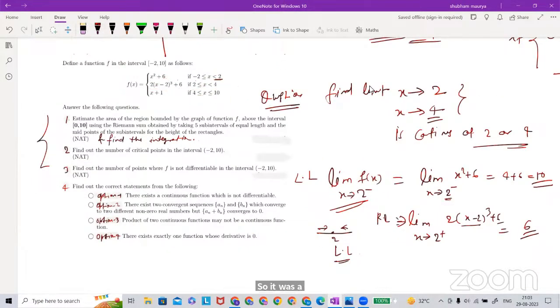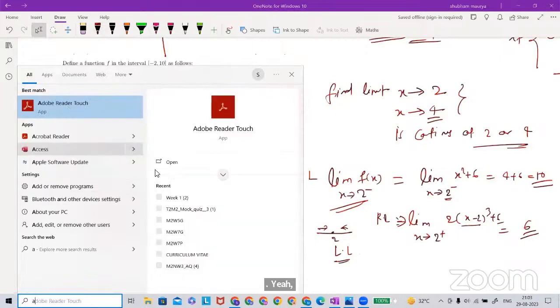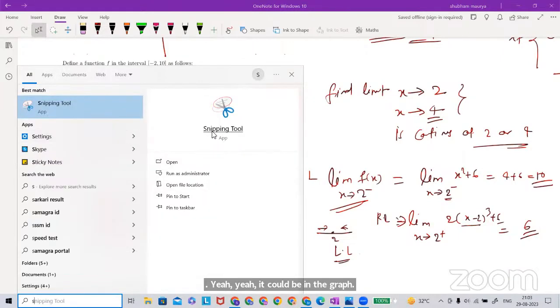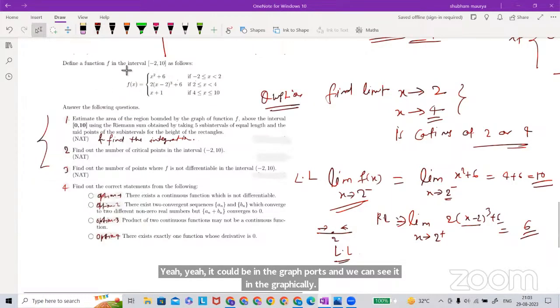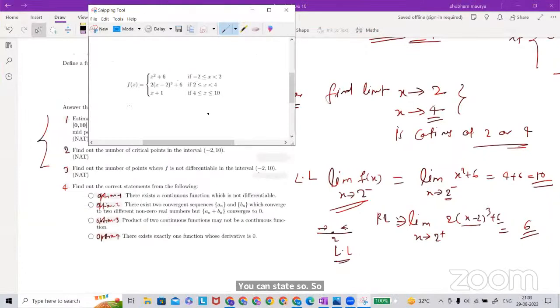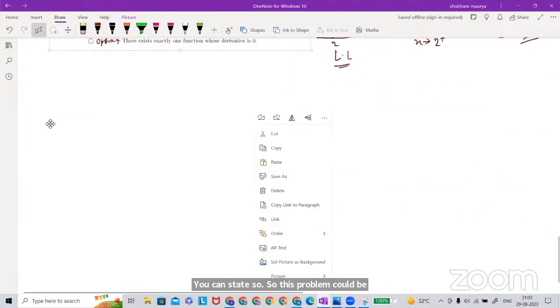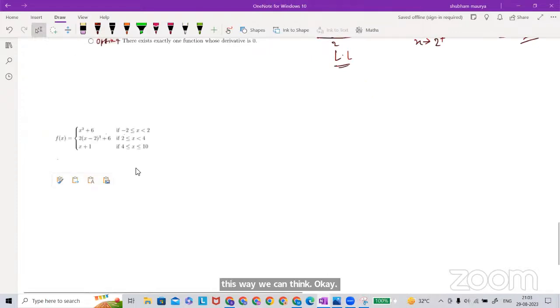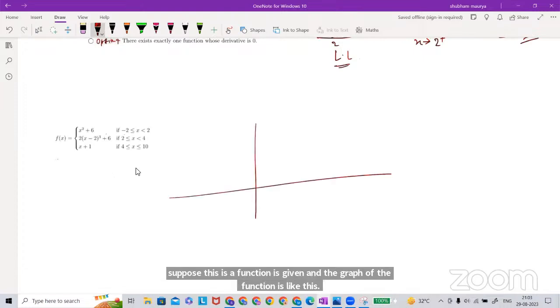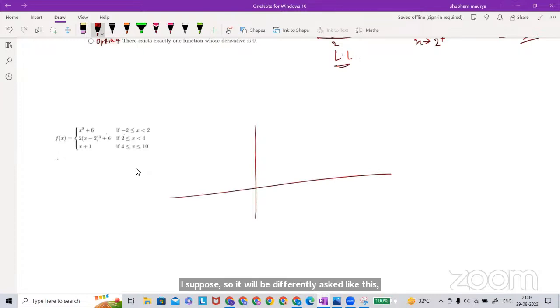Sir, a problem related to a graph? Yes, it could be in the graph portion. We can see it graphically. So this problem could be seen differently. Suppose a function is given and the graph of the function is like this. It could be asked like this: x square plus 6 is given, so that means left side of 2. Here is 2, then at 2 the left side is approaching 10. So it will be like this.